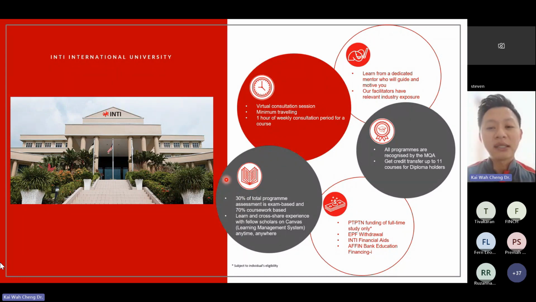And then when we come to the assessment part, 30% of the total program assessment is exam based and 70% coursework based. I believe your lecturers will tell you more starting next Monday onwards, on how you are going to be evaluated in that particular course. And at INTI International University, the learning management system that we are using now is Canvas. So this is why you had Canvas sessions this morning as well.